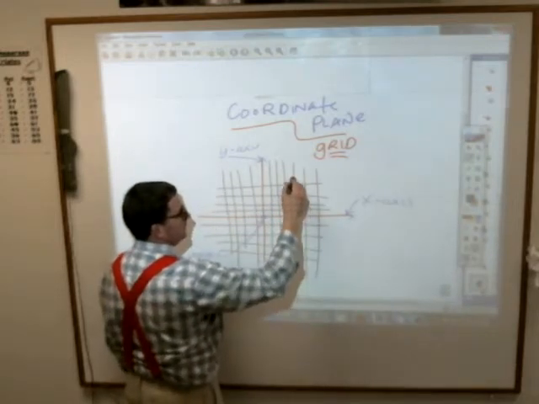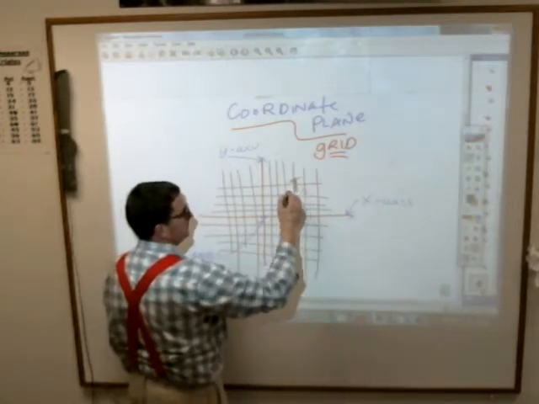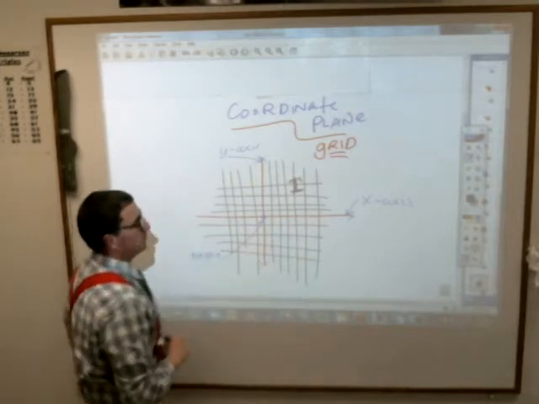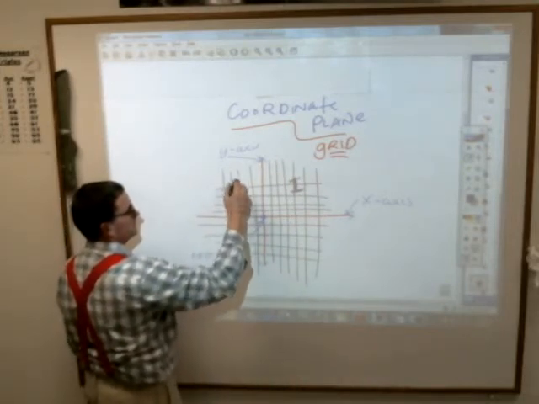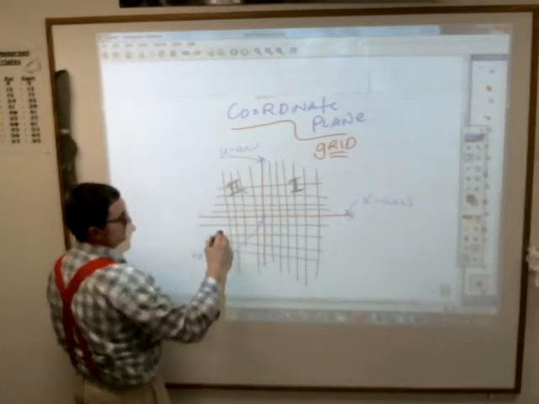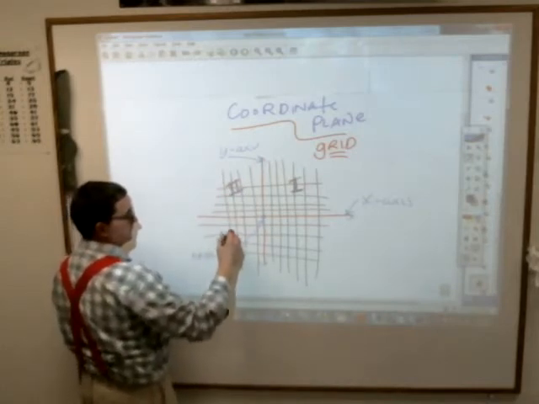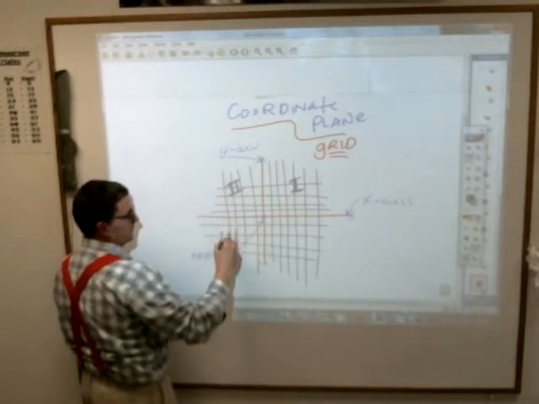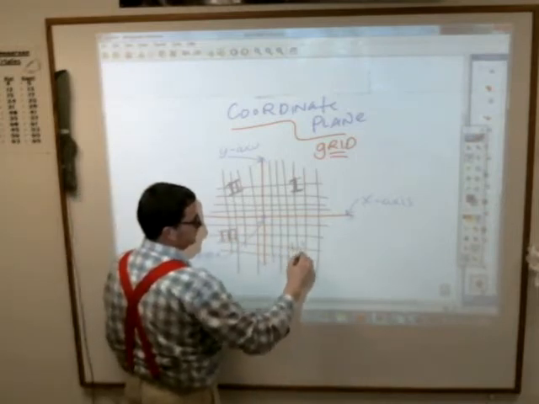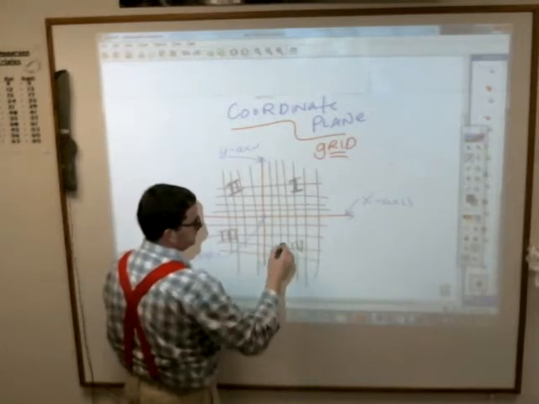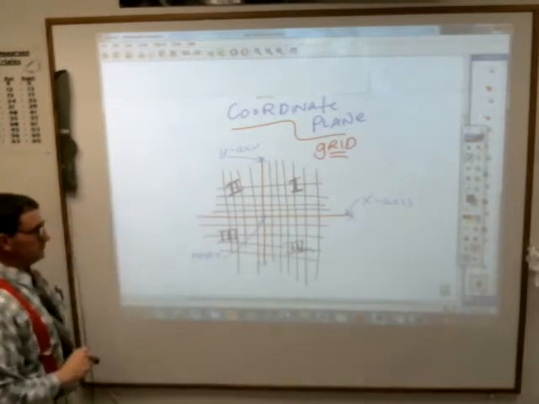We called this the first quadrant, and for some reason in math they use Roman numerals for that. This is the second quadrant. This is the third quadrant, and it's a dead spot as well. And this is the fourth quadrant. Okay.